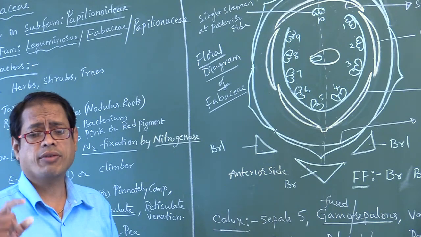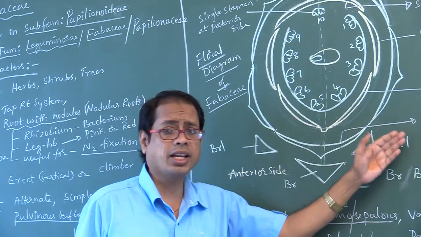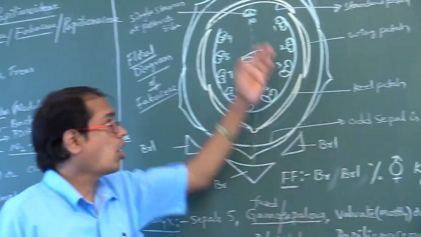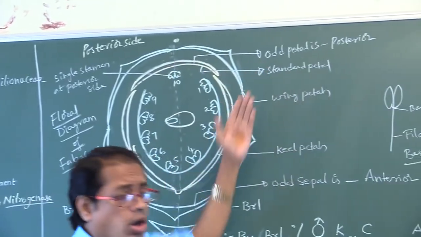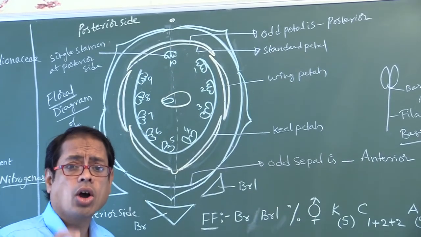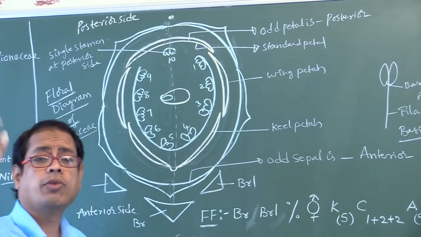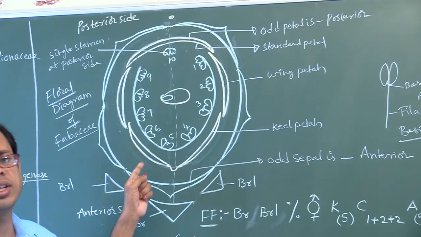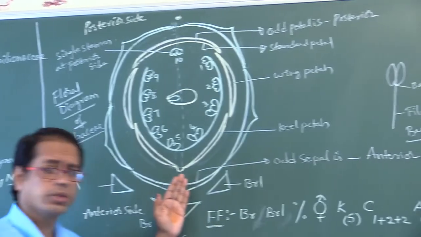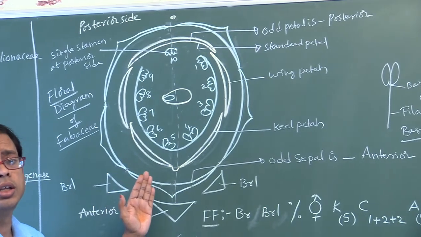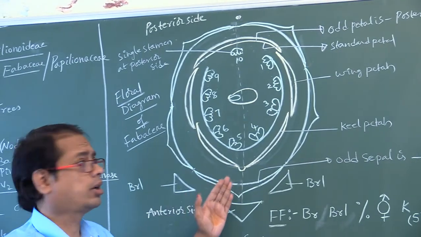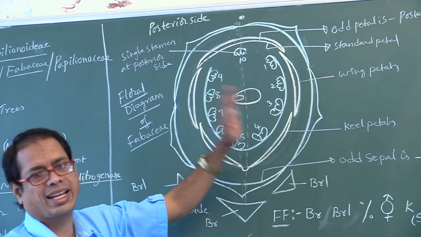What is the special character of calyx? Odd sepal is at anterior. Odd petal is at posterior. Odd sepal is anterior, odd petal is posterior. Found in which family? Fabaceae. Odd means which is present singly, not in pairs on the right and left. If it is a sepal, it is an odd sepal. If it is a petal, it is an odd petal.